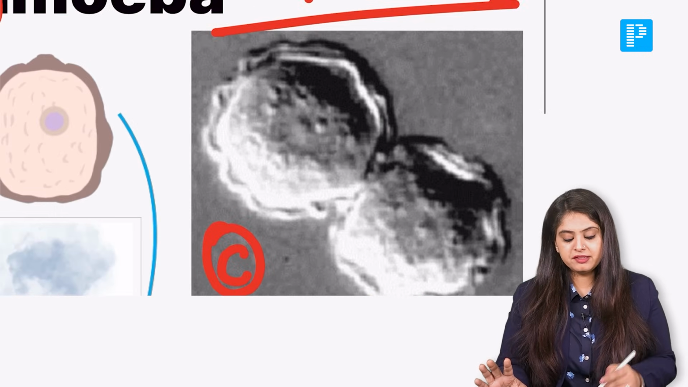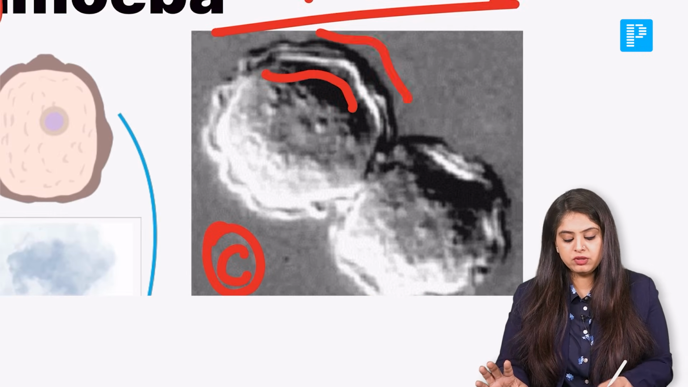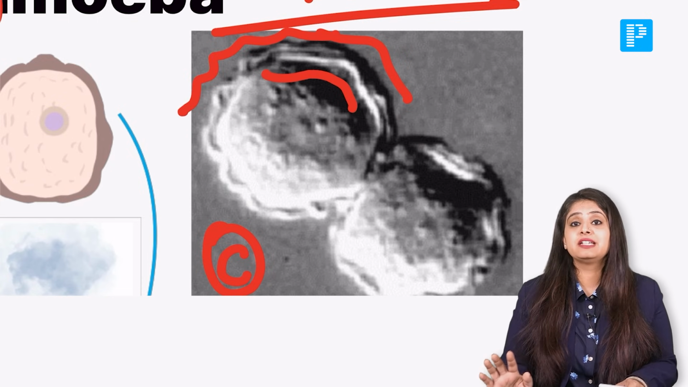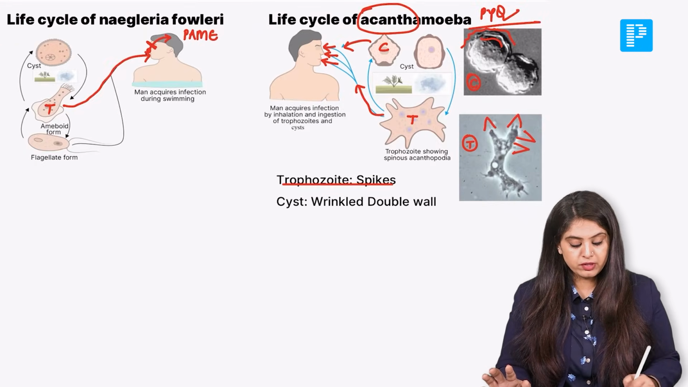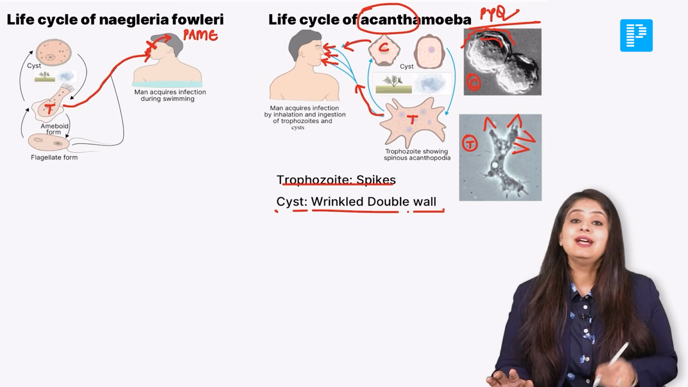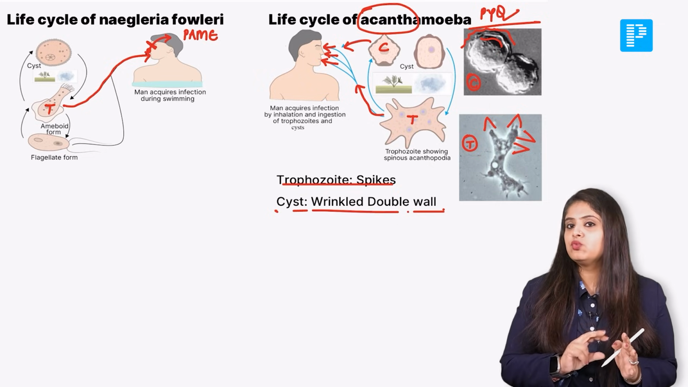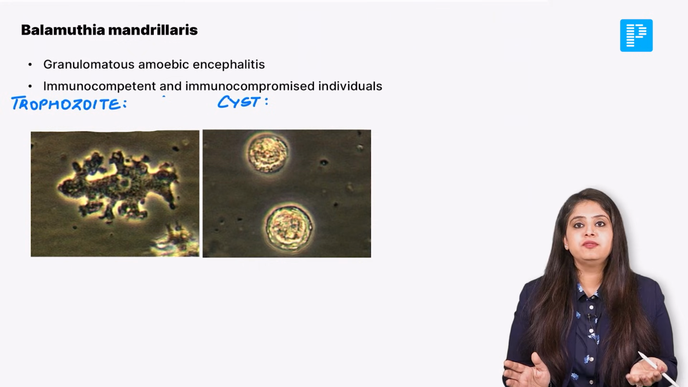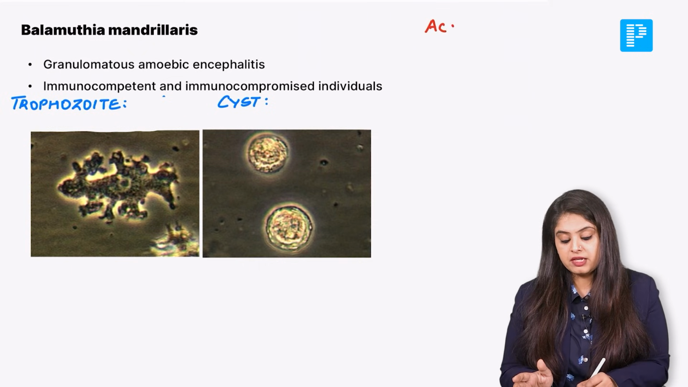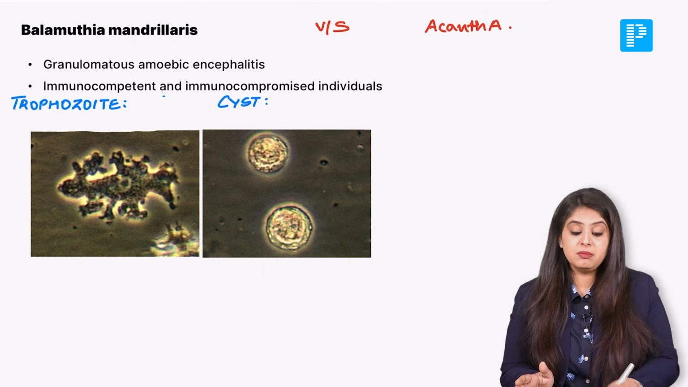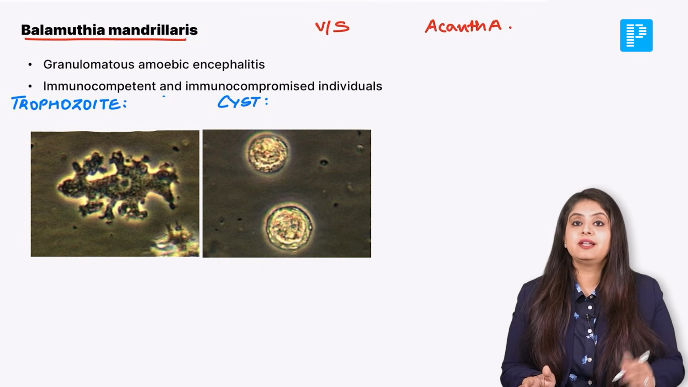Versus when I look at the cyst, I can see there are two walls and both the walls are very zigzag, basically wrinkled. So the cyst is going to have a wrinkled double wall, and that is how you differentiate. And if you've learned up till here, I'll just change one thing in the story and a new organism will be ready. What did you study right now? You studied Acanthamoeba. I'm just going to compare it with another amoeba called Balamuthia mandrillaris.